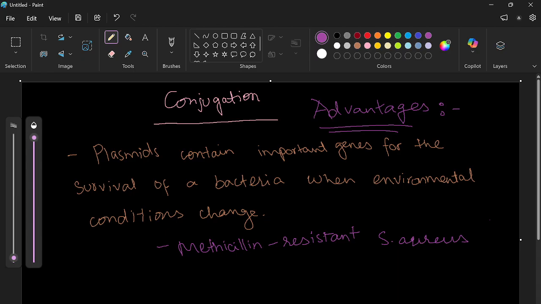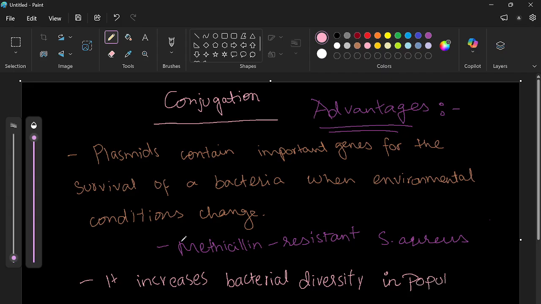So this is a highly important and most carried out process by the bacterial cells for their genetic recombination. And there is also a second importance of this conjugation process, that it basically increases the diversity in bacterial population. It increases bacterial diversity in their populations, okay.